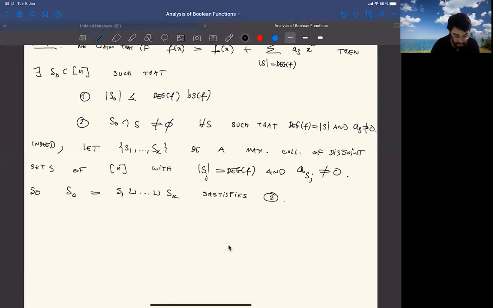Okay. Now I just have to bound this. And that's more or less trivial. I have at most k sets. And what is the size of that set? Well, I claim that this is less or equal than the degree of f times block sensitivity of f. That's what we want to show. And that would finish the result. So how can we figure that out? Okay, let's figure that out.